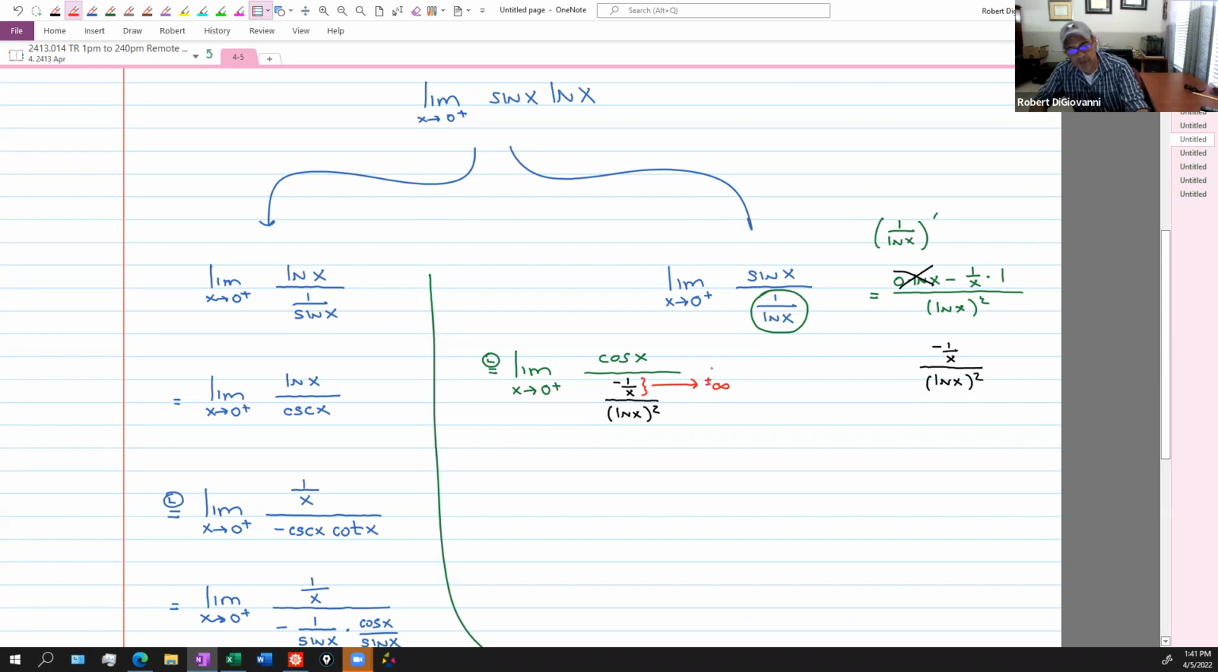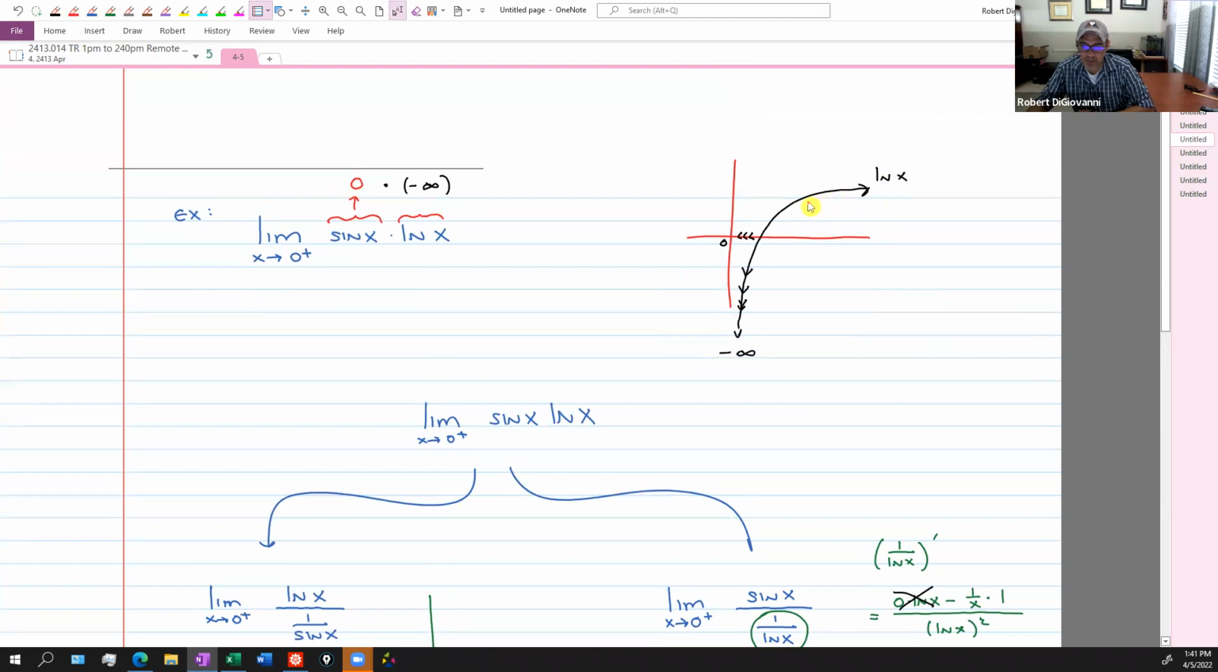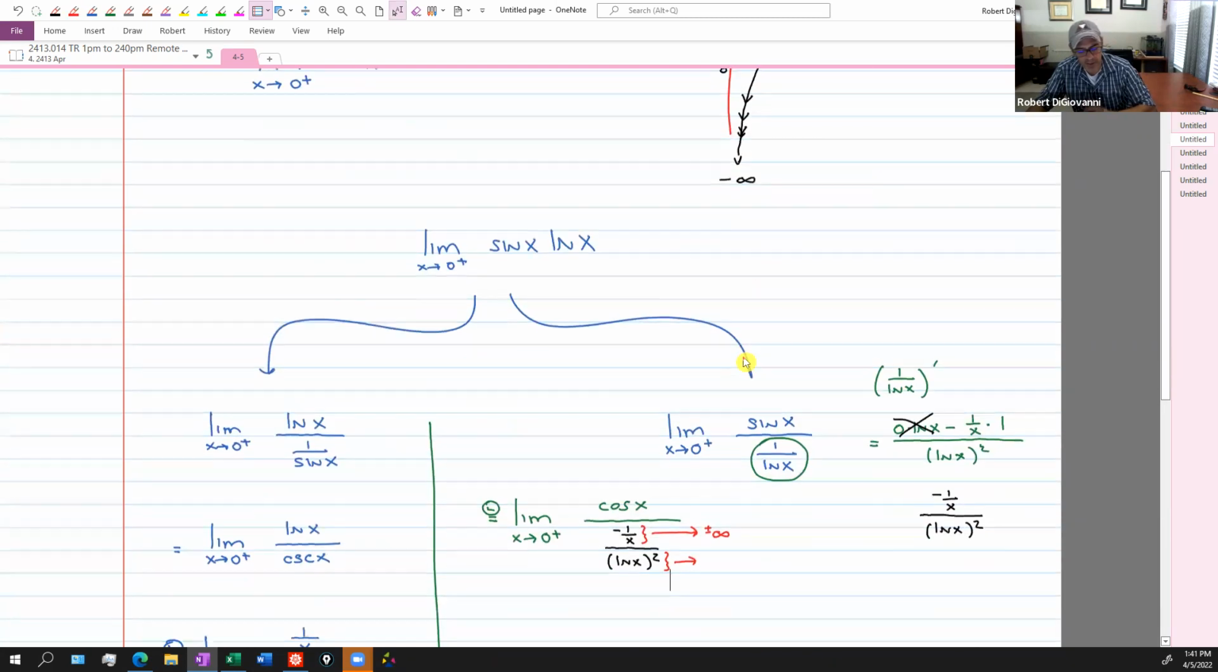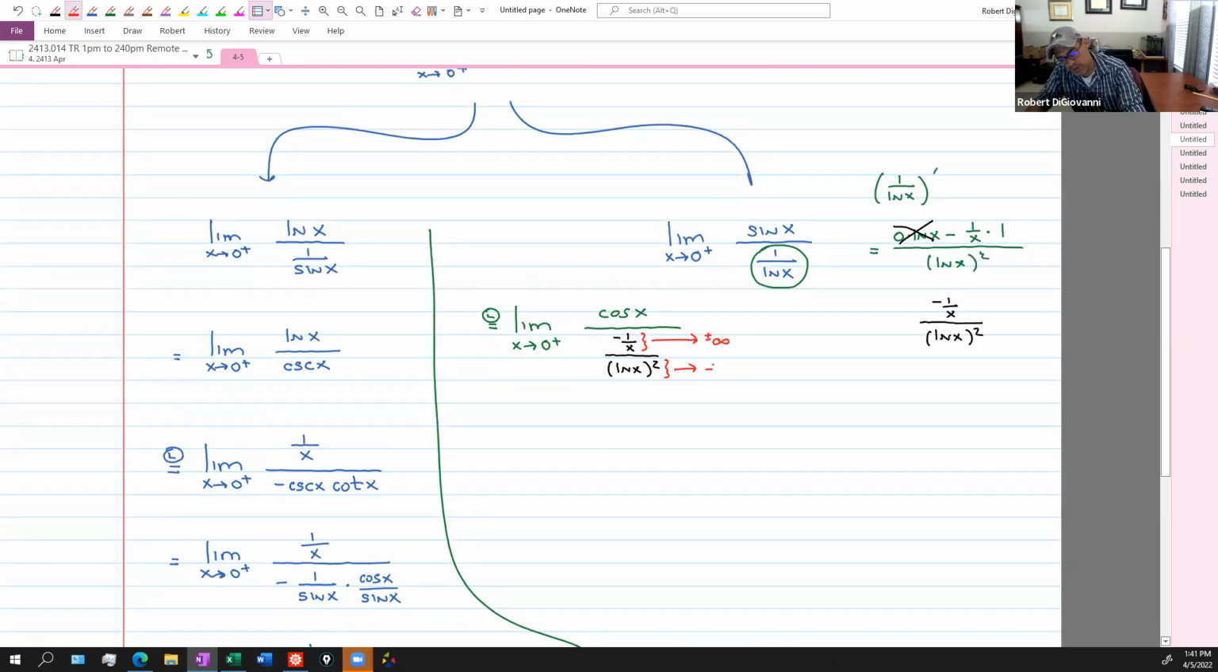Positive or negative, I don't even care. It's just getting infinitely big. And then look at this one right here. If I try and plug 0 in here, natural log of 0, well, we did that graph a second ago, right? When we approach 0, it goes to negative infinity. So this goes to negative infinity, and then square it. It's still infinite. And do you see we still have infinity over infinity there?